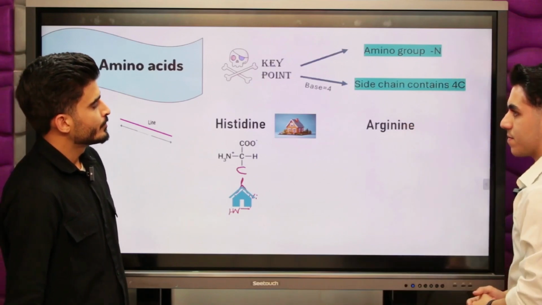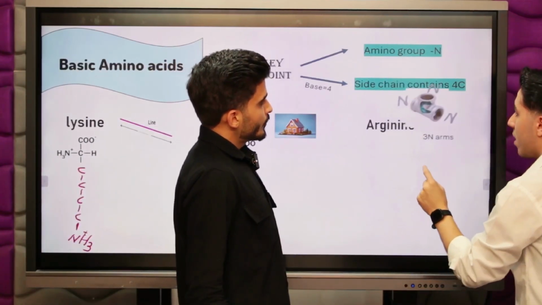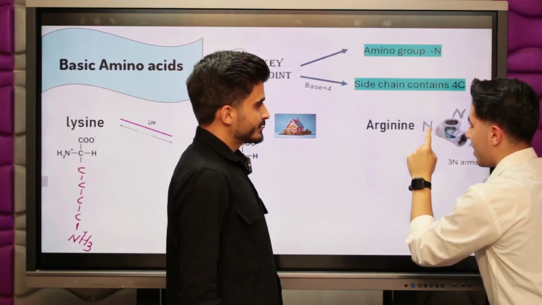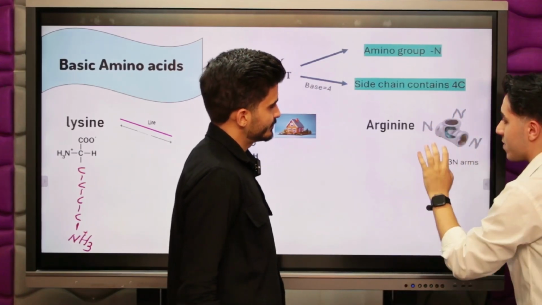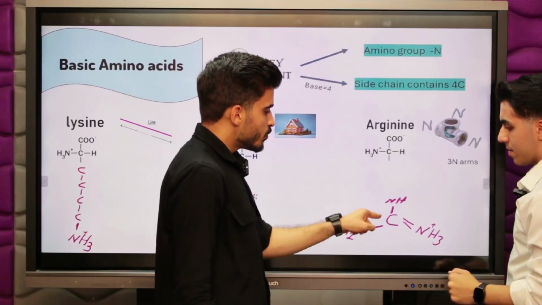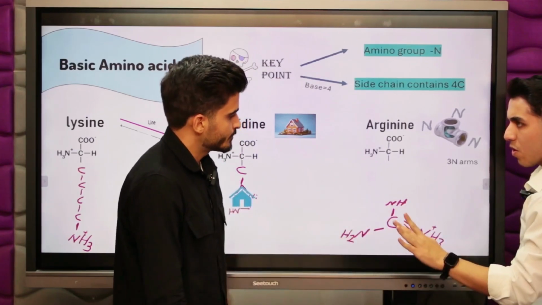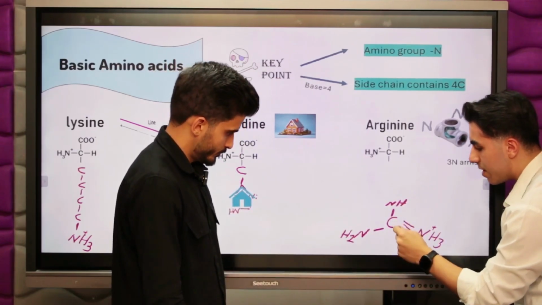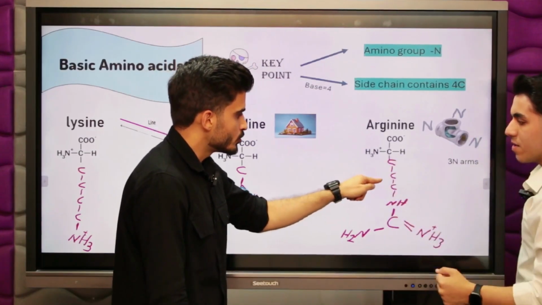And arginine. Arginine has 3 arms. 3 nitrogen arms. Draw the constant part. After that, 1 carbon attached to 3 nitrogens. So, arginine, 1 carbon is here. How many are left? 3 carbons. There it is. 1, 2, 3.